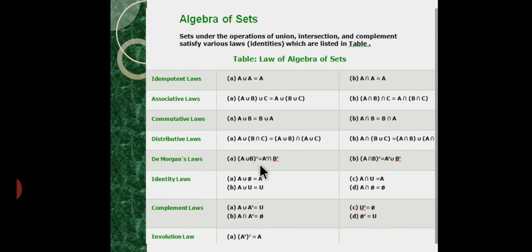De Morgan's law. (A union B) complement is equal to A complement intersection B complement. (A intersection B) complement is equal to A complement union B complement. So intersection becomes union.